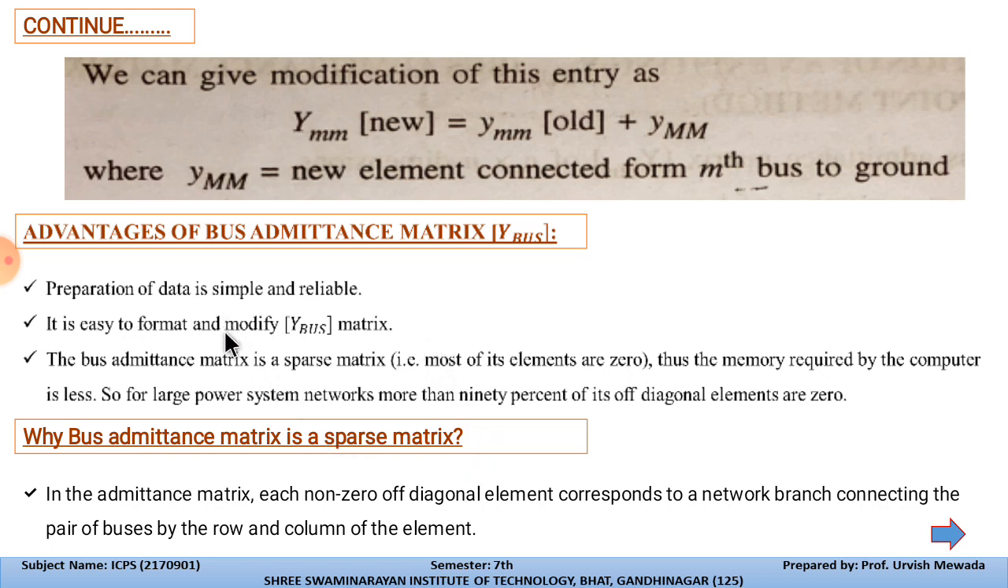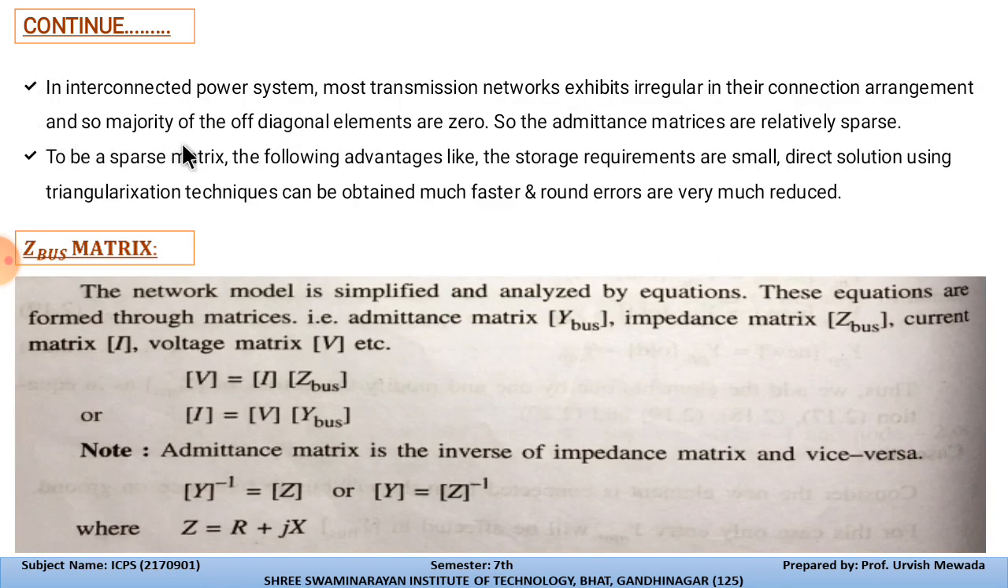And this is the important question: why is the bus admittance matrix a sparse matrix? Generally in an admittance matrix, each non-zero off-diagonal element corresponds to a network branch connecting the pair of buses given by the row and column of the element. In an interconnected power system, most transmission networks exhibit irregularity in their connection arrangement. So the majority of the off-diagonal elements are 0, and the admittance matrix formed is relatively sparse.